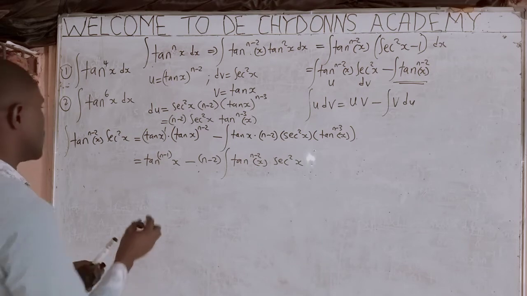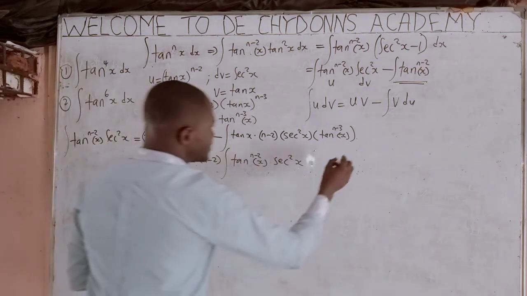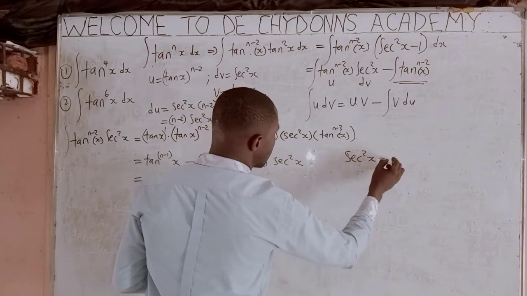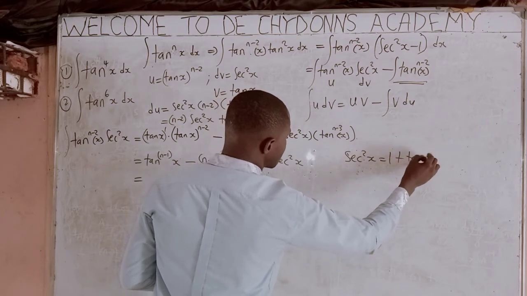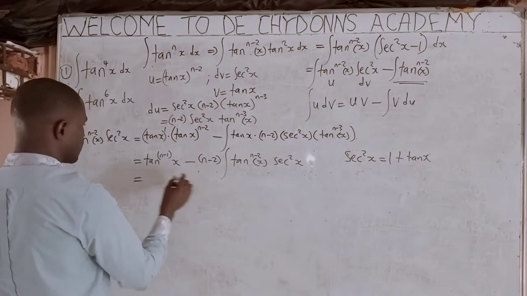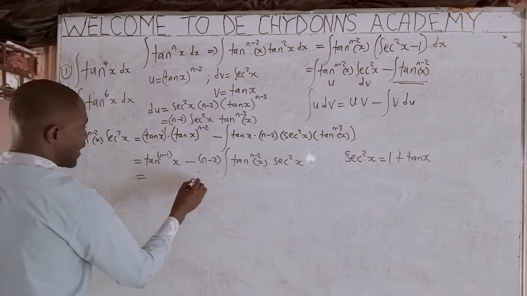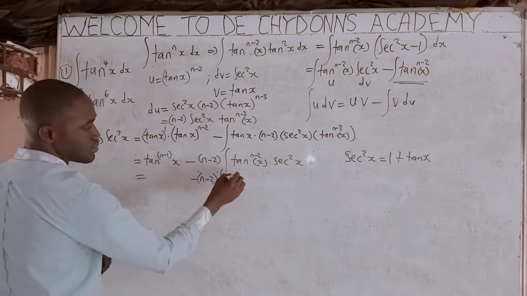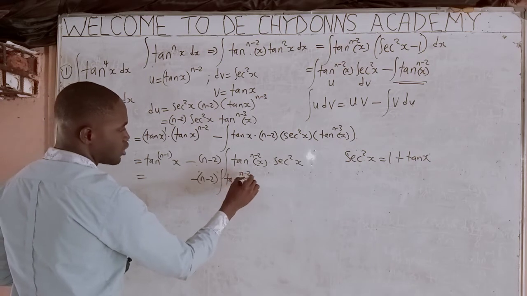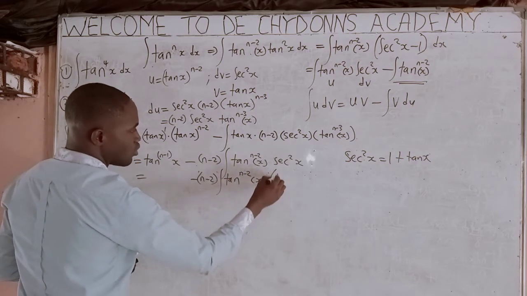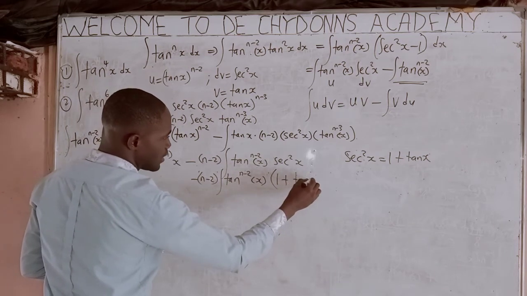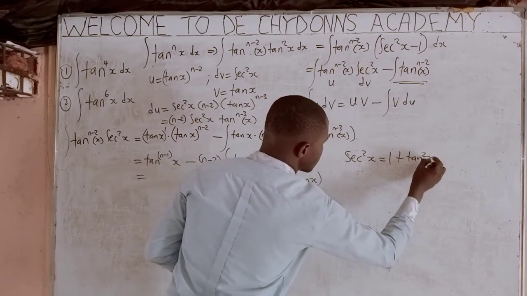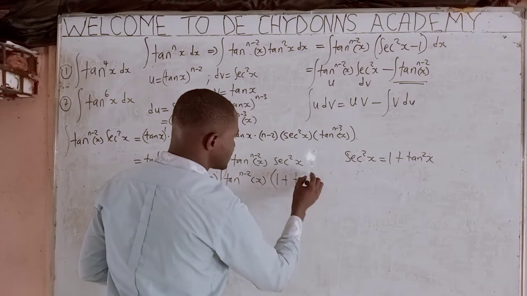Okay, that tells us that since sec squared x is equal to 1 plus tan squared x, I will remove this and say this is equal to minus n minus 2 integration tan n minus 2 x bracket 1 plus tan squared x.